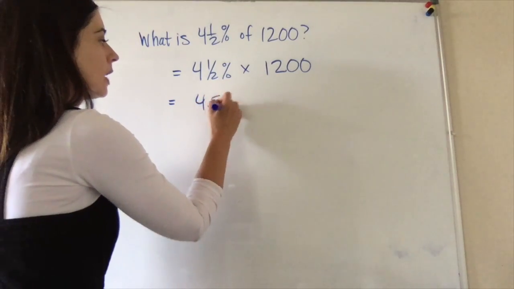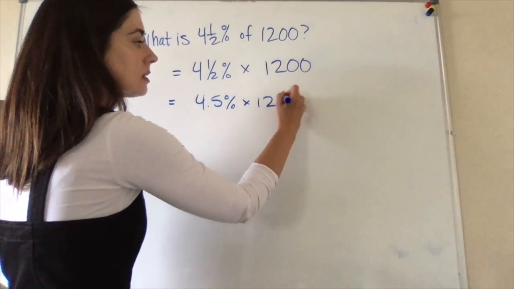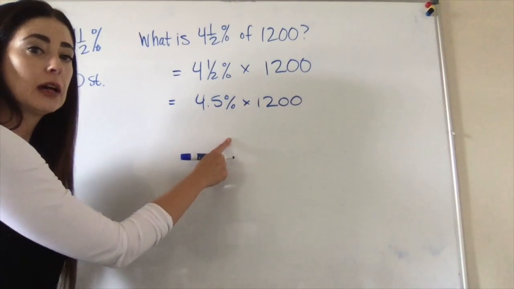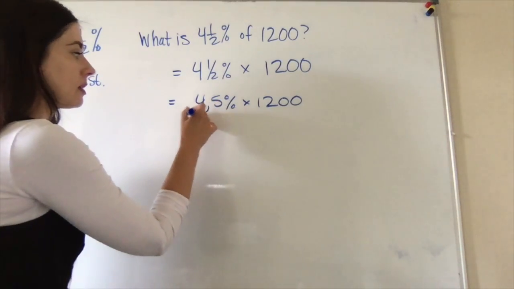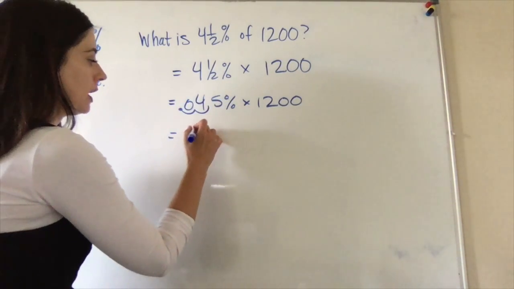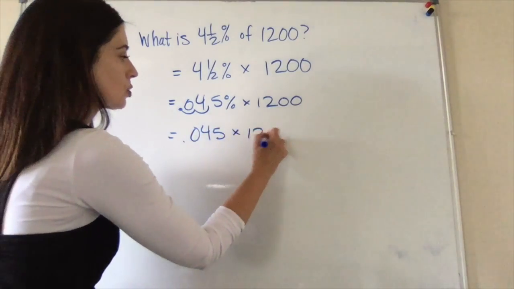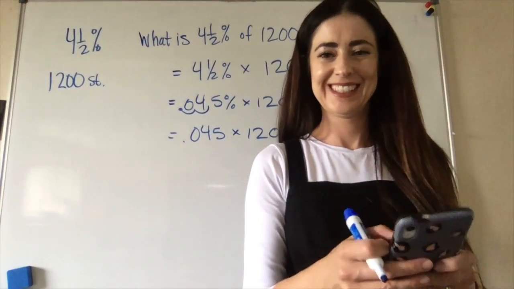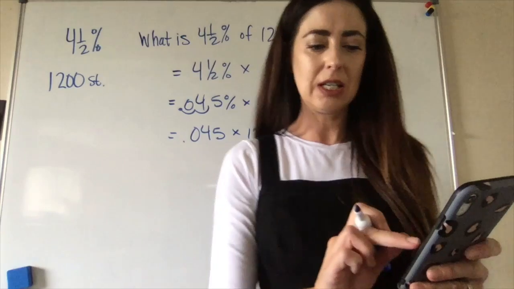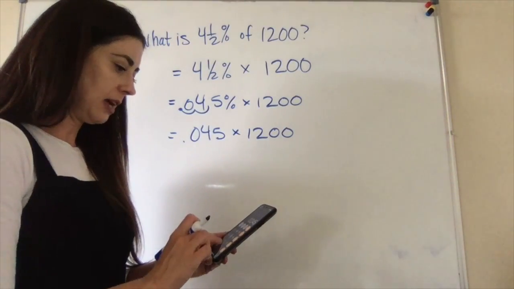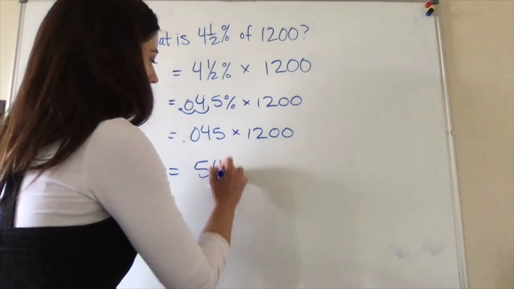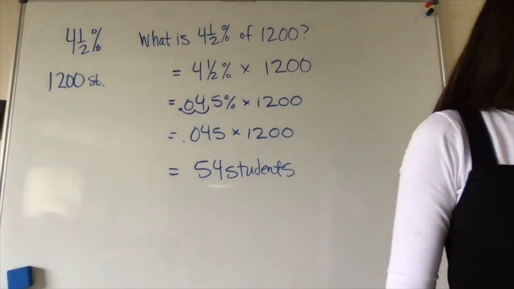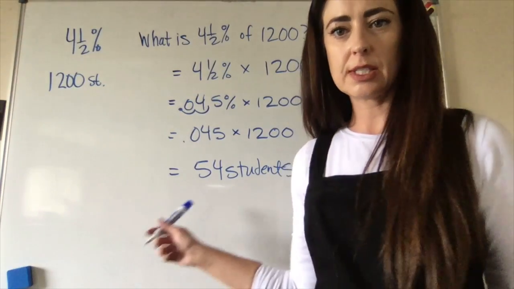So we have 4.5% times 1200, but that's still not enough. We got to drop the percent symbol. And to drop the percent symbol, we need to divide by 100. So we're going to go 1, 2, fill in a 0. We get 0.045 times 1200. I'm not going to do that off the top of my head today. So I'm going to do 1200 times 0.045 equals 54 students. Disgusting. 54 students didn't brush their teeth.